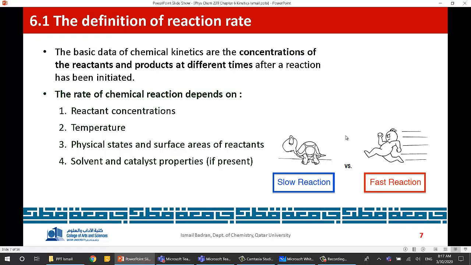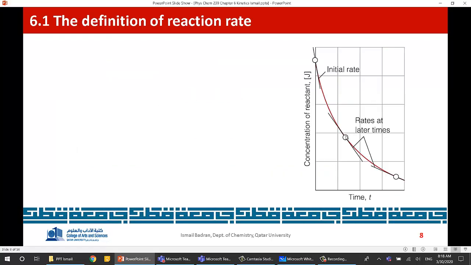It depends very much on the physical states and the surface areas of reactants, and that's why we are now interested in the beautiful science of nanotechnology and nanoparticles, because nanoparticles have higher surface areas and they speed up reaction rates. It also depends on the solvents and the catalyst properties if they are present.